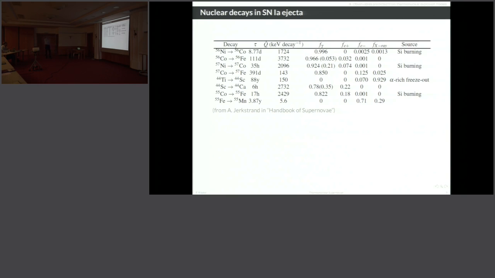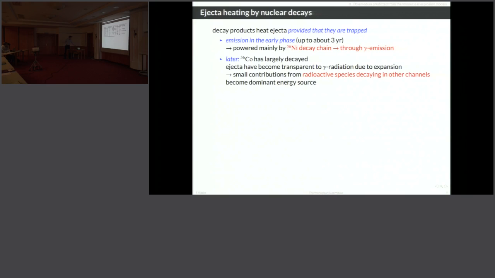And there are other unstable isotopes that are produced in the thermonuclear explosions of supernovae. They are not that abundant in the end, but their importance is that they have, in parts, much longer decay time scales, and they also decay through other channels than gamma rays, and therefore in the late phase of the emission of a supernova, they may be the dominant energy source.